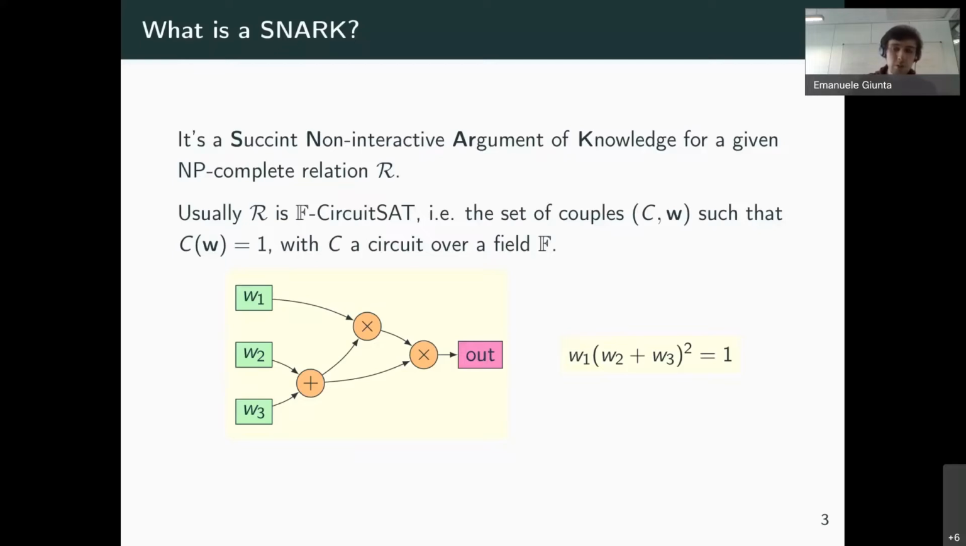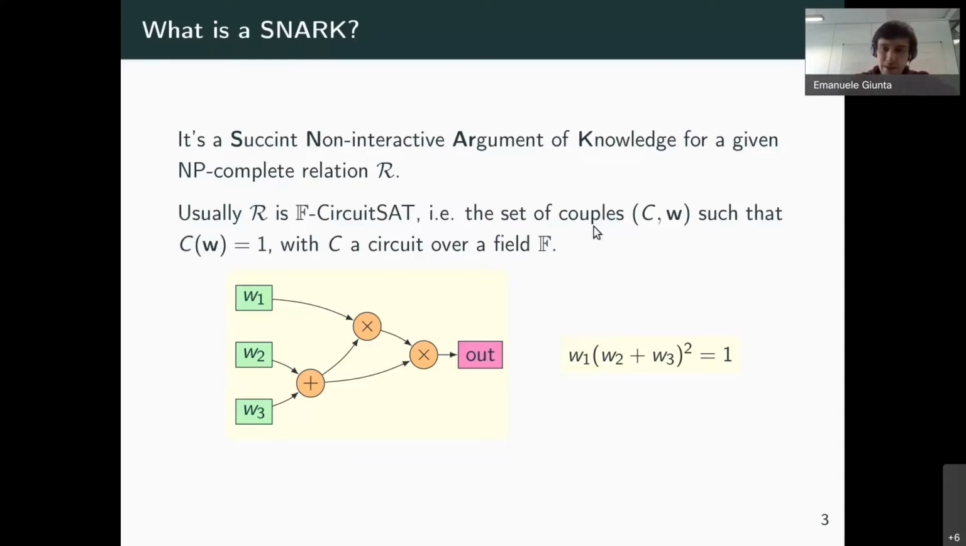The most used NP complete relation in those cases is usually circuit satisfiability, meaning that there is a prover and a verifier. They both have a circuit, and only the prover holds a vector W that evaluates the circuit to 1, for example. What we want is to make the prover and verifier communicate and convince the verifier that there actually exists a point W that evaluates the circuit to 1.